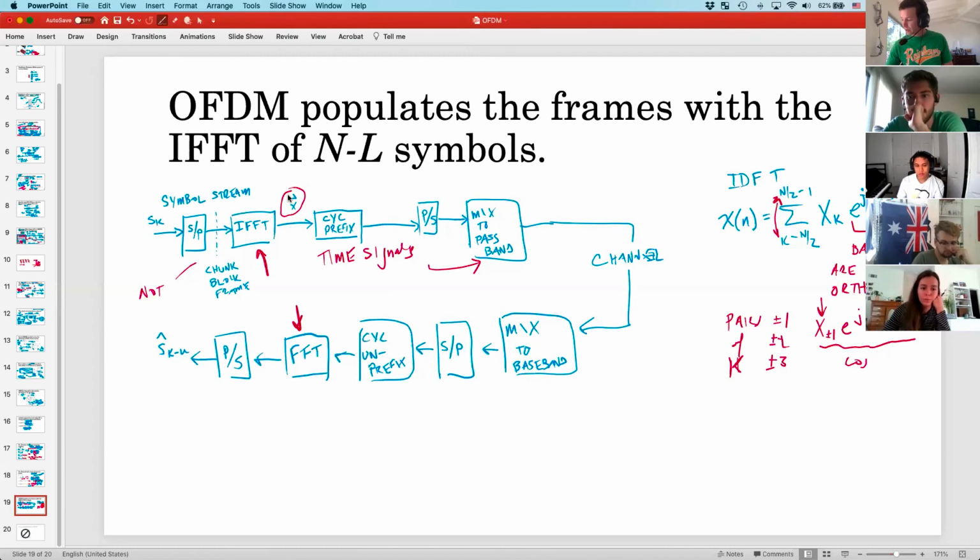There was a question on Piazza about peak to average power and why that's a thing. Here, rather than me paraphrase, I should just read it.